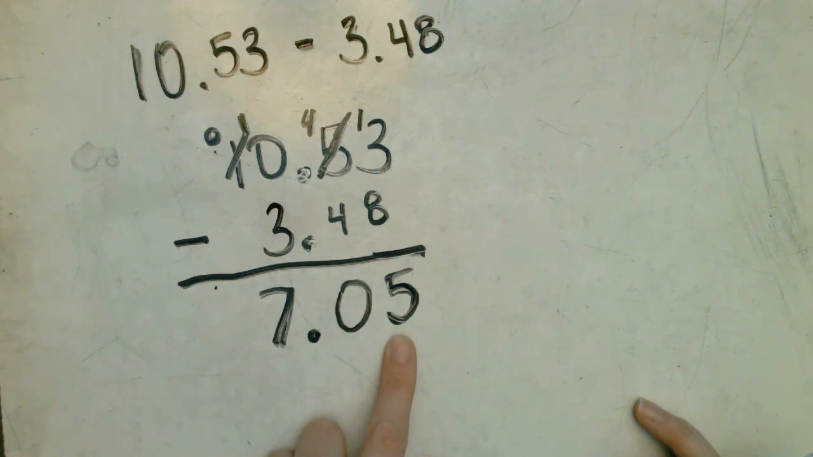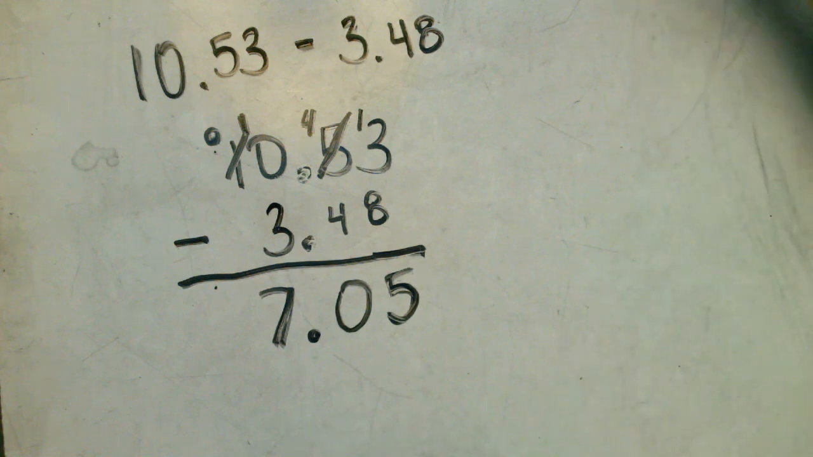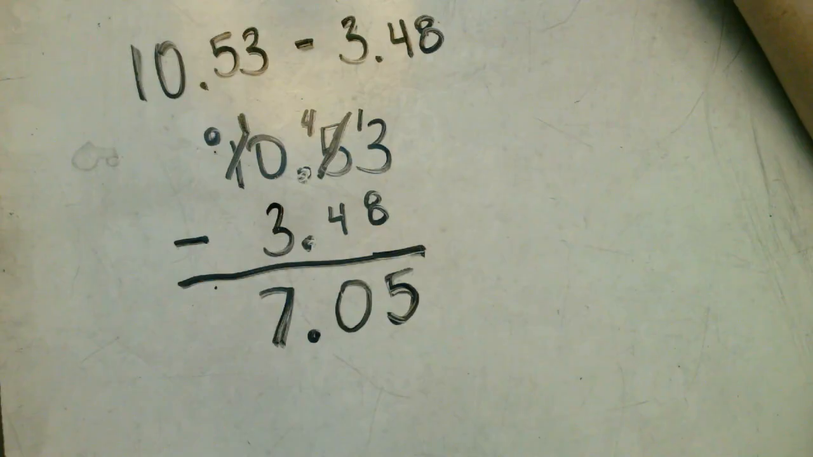Remember the THS on the end. Let's put it all together. 7 and 5 hundredths. Nice job, mathematicians. Let's clear our whiteboards and do another one.